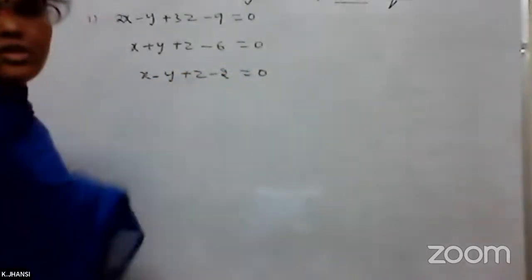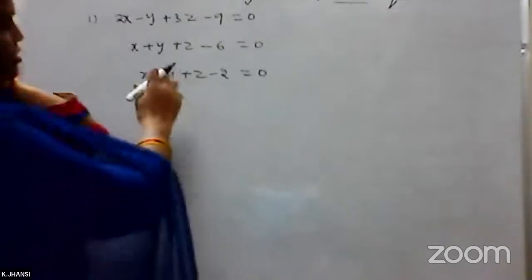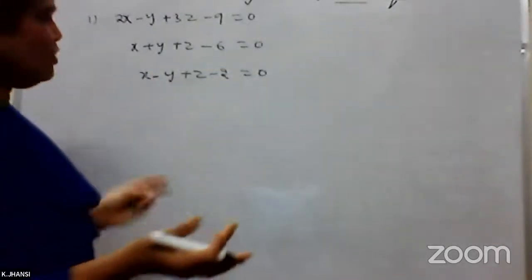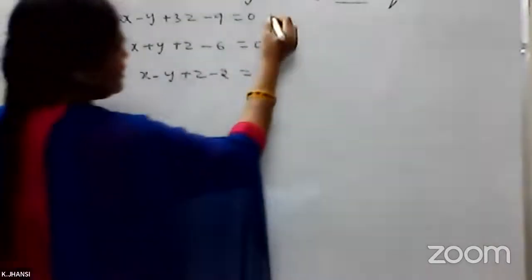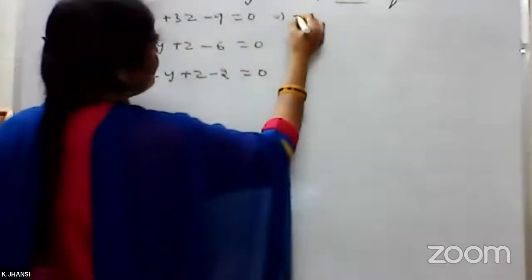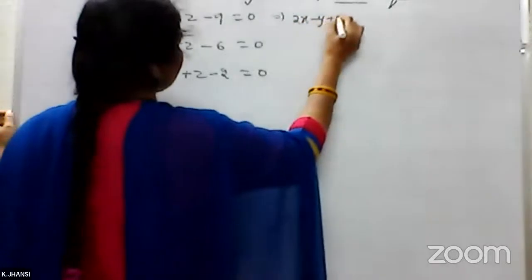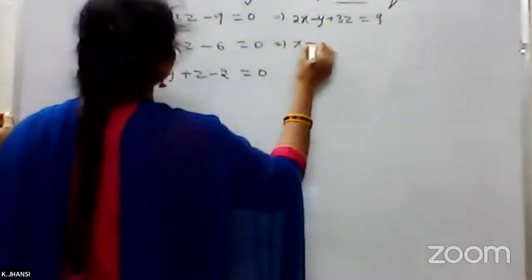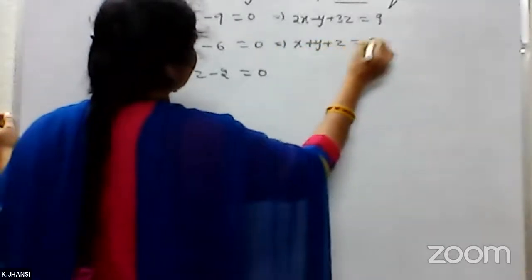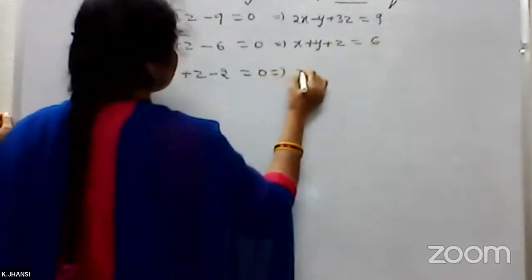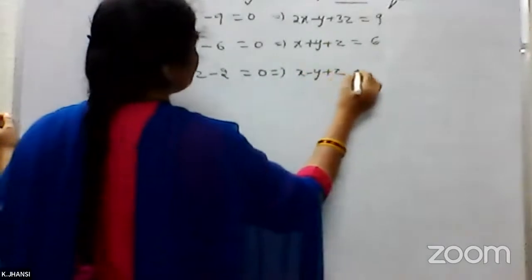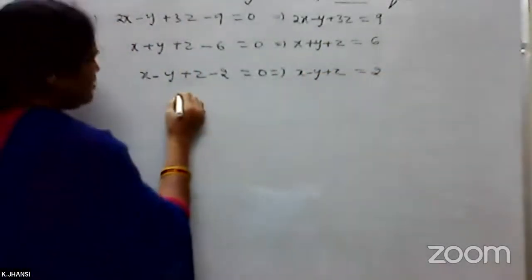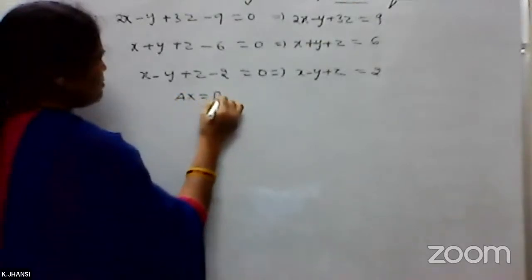Like these three equations are given. So these three equations, first you write them in the form of Ax equals B. So we can convert them as: 2x minus y plus 3z equals 9, x plus y plus z equals 6, and x minus y plus z equals 2. Okay, so now we have to write them in the form of Ax equals B.